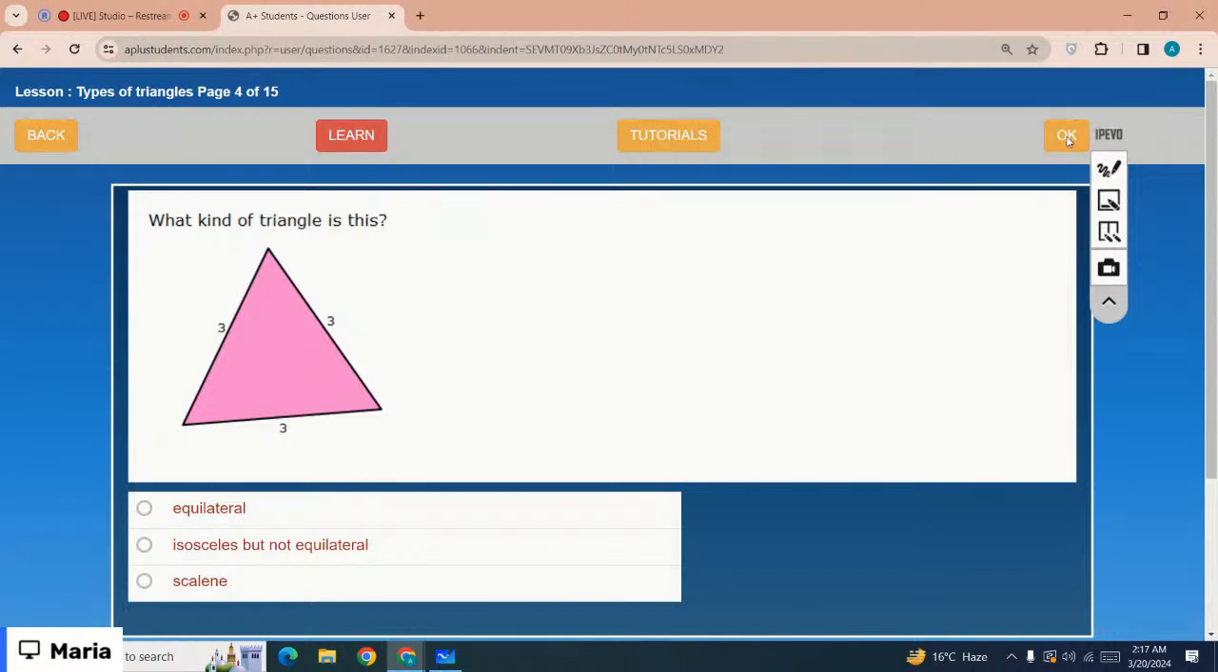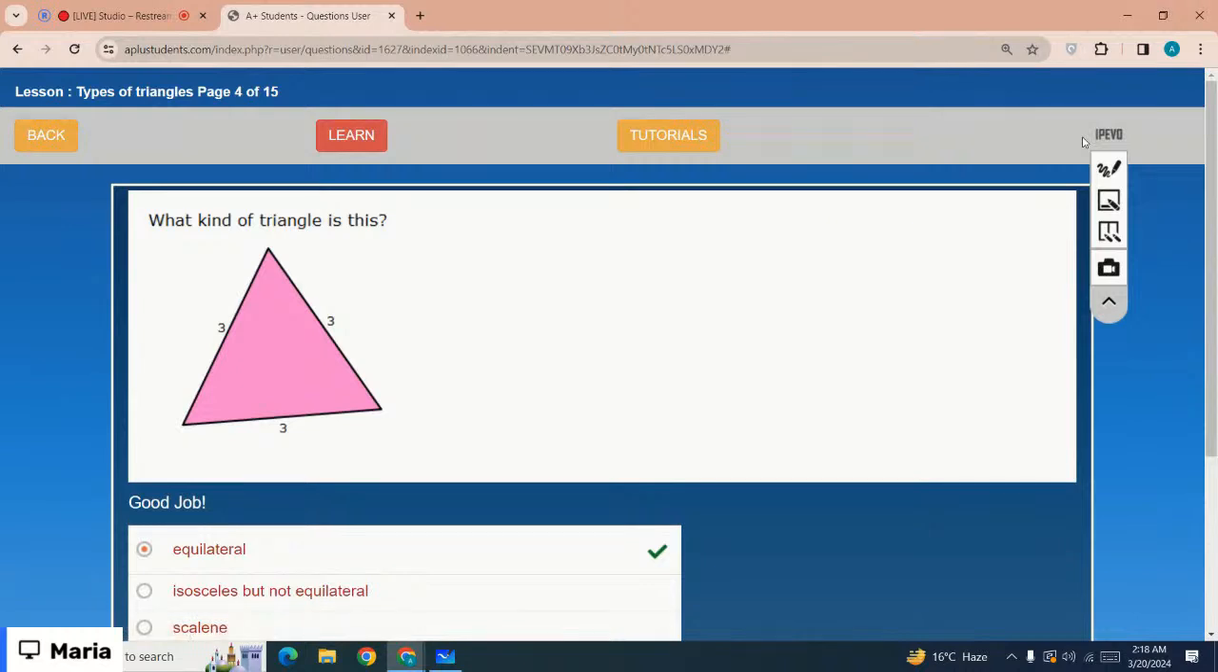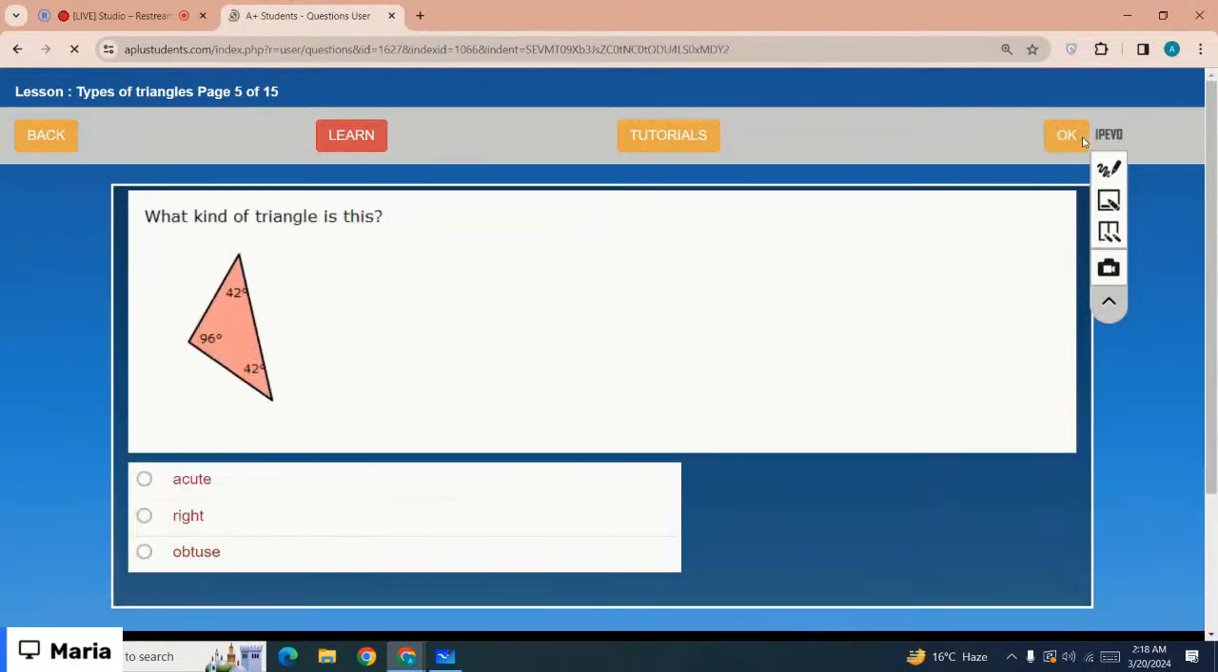What kind of triangle is it? Which is the correct option? The correct option is equilateral triangle because all of the side lengths are exactly equal. So that is an equilateral triangle.